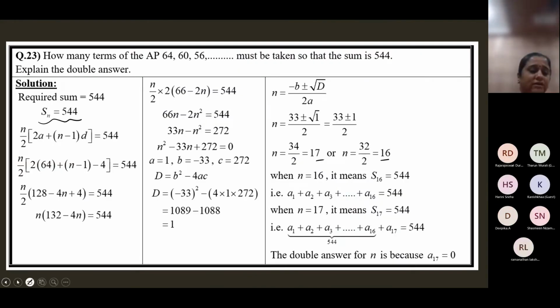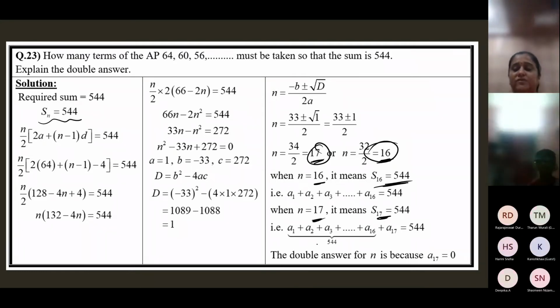Okay, so here you get n is 17, n is 16. Now you cannot reject. Both are fine. 17, 16, both are fine. Nothing wrong. So when n is 16, it means S16 is 544. And when n is 17, it means S17 is 544.